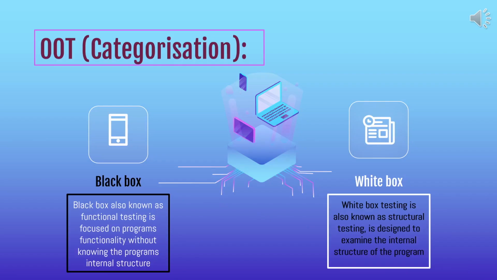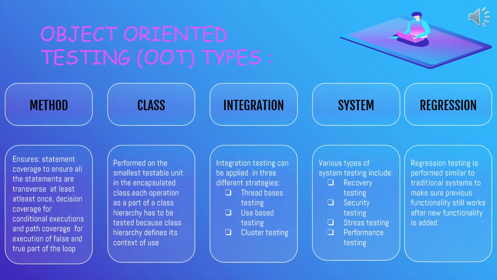As you can see, OOT has been categorized into two types. Number one is black box and number two is white box. Black box is also known as functional testing, where the program's internal structure is not known, whereas white box, which is also known as structural testing, is where the internal structure of the program is known and examined.